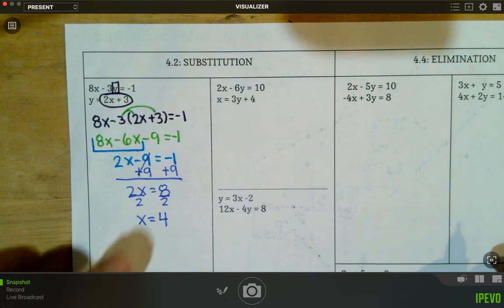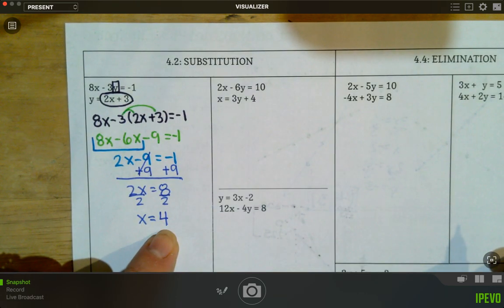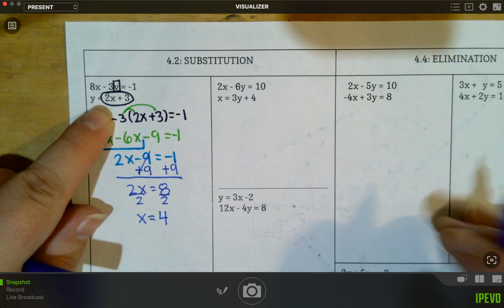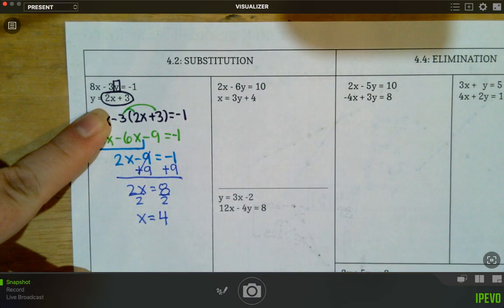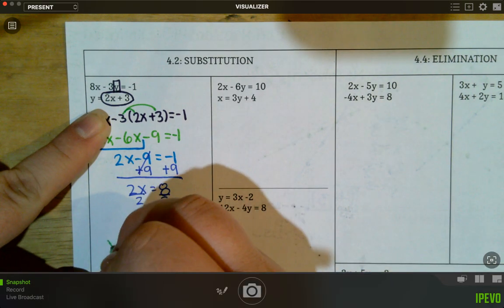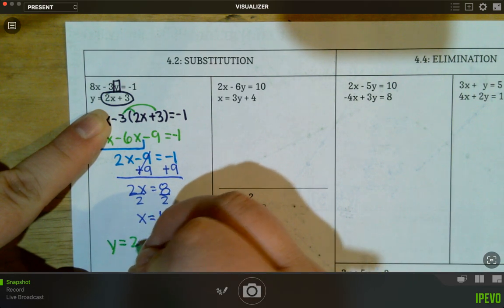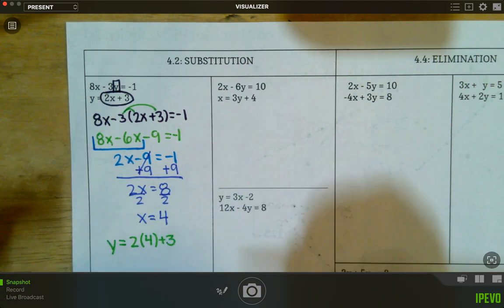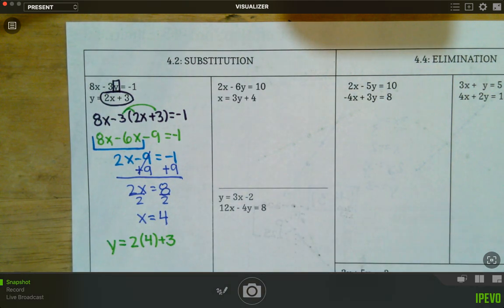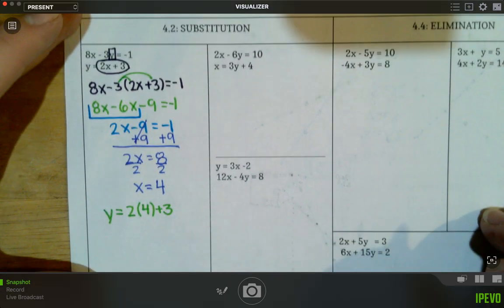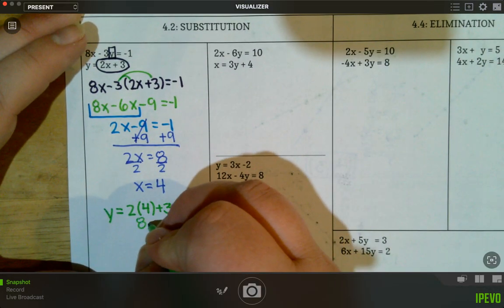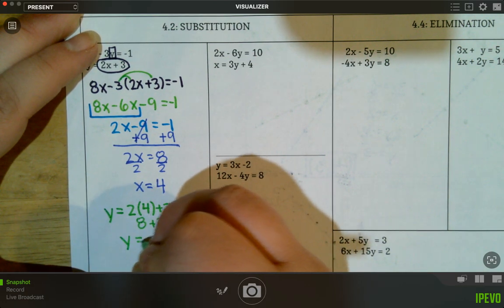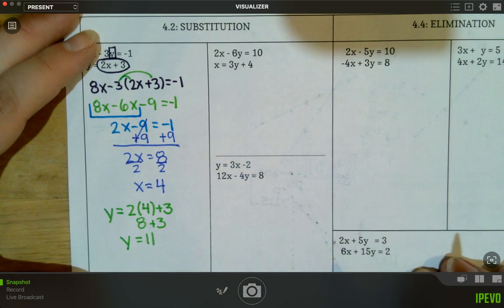Don't forget to take this and plug it back in. On substitution, the easiest place to plug it back in is the part that we circled. So that will now be y equals 2 times 4 plus 3. And 2 times 4 is 8, plus 3 is 11. So y equals 11.